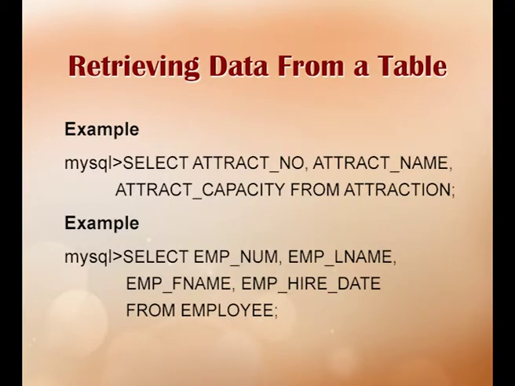And then select attract underscore number, name, and then capacity from attraction table. This is also one way to represent, wherein here I am not providing any condition. So directly we are getting the attraction number, name and capacity to be displayed from the attraction table. Then comes another example wherein I want employee number, last name, first name, hire date from the employee table. Likewise, we can retrieve the data depending upon the requirements from the table that needs to be selected.